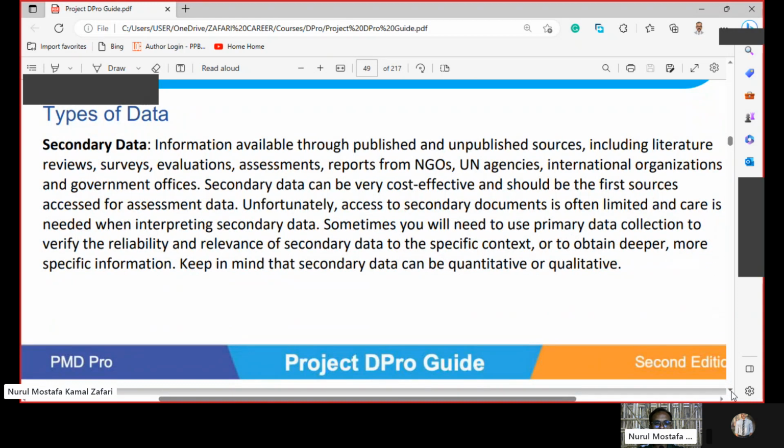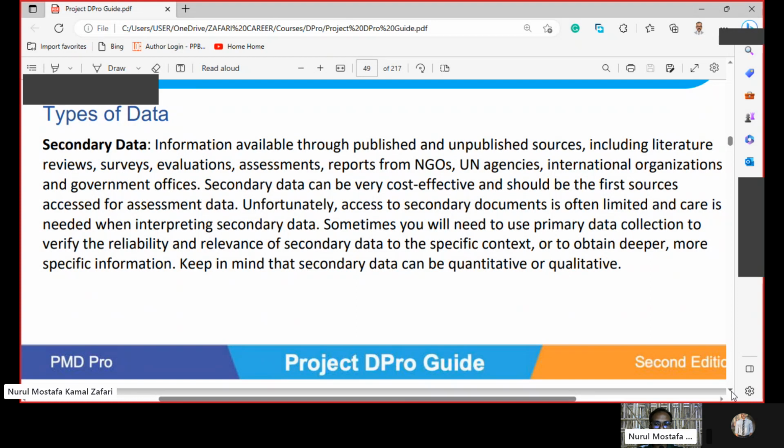Types of data: secondary data. Information available through published and unpublished sources, including literature reviews, surveys, evaluations, assessments, and reports from NGOs, UN agencies, international organizations, and government offices. Secondary data can be very cost-effective and should be the first source accessed for assessment data.